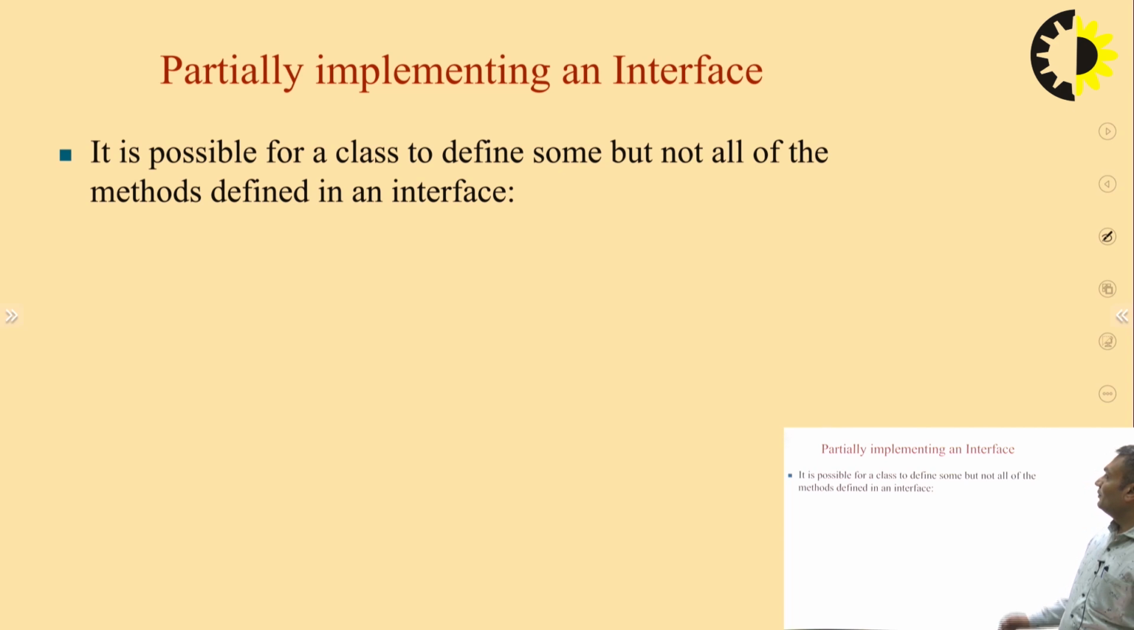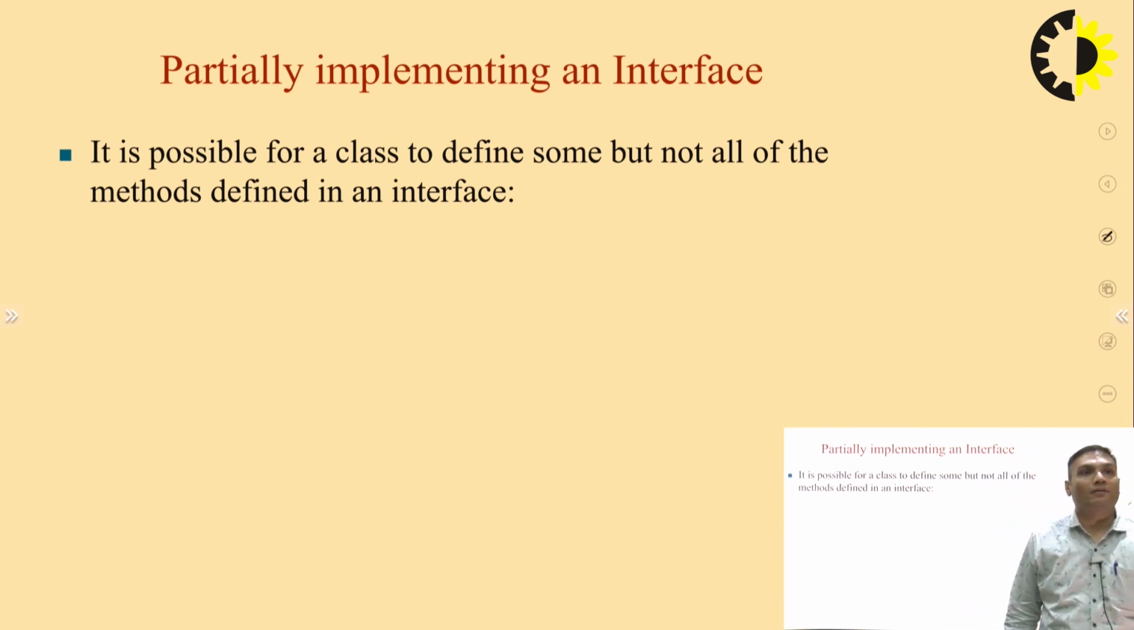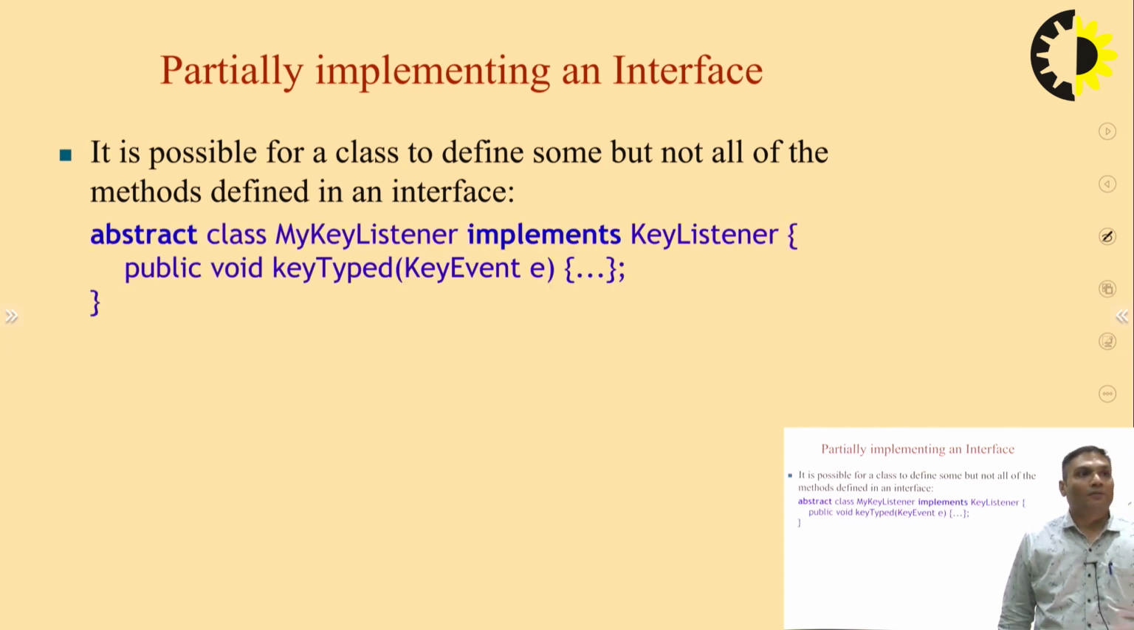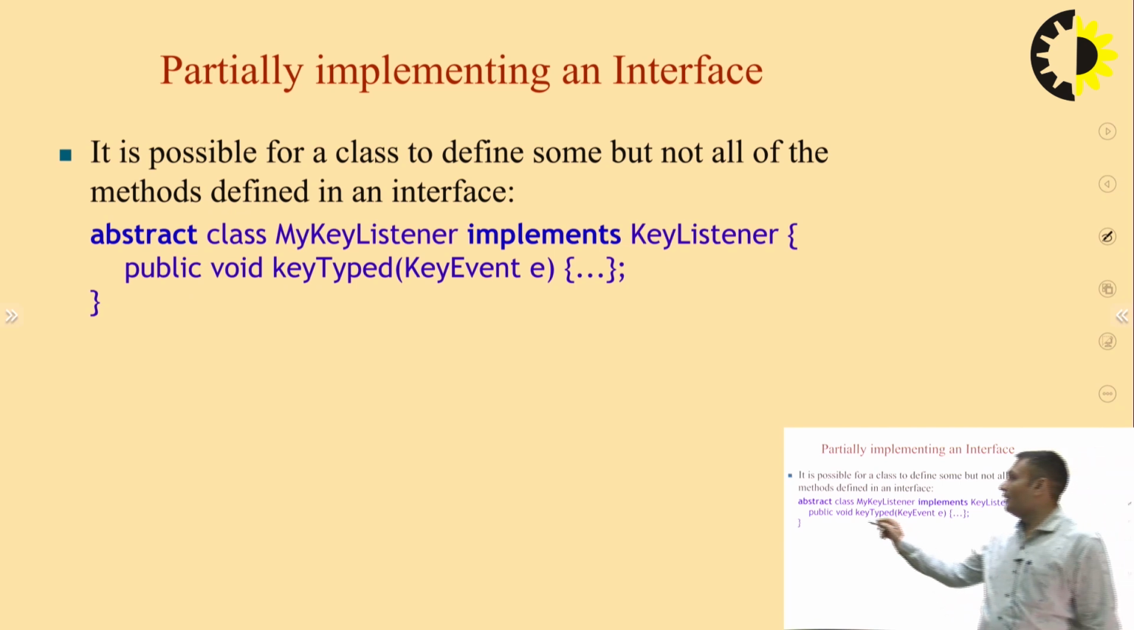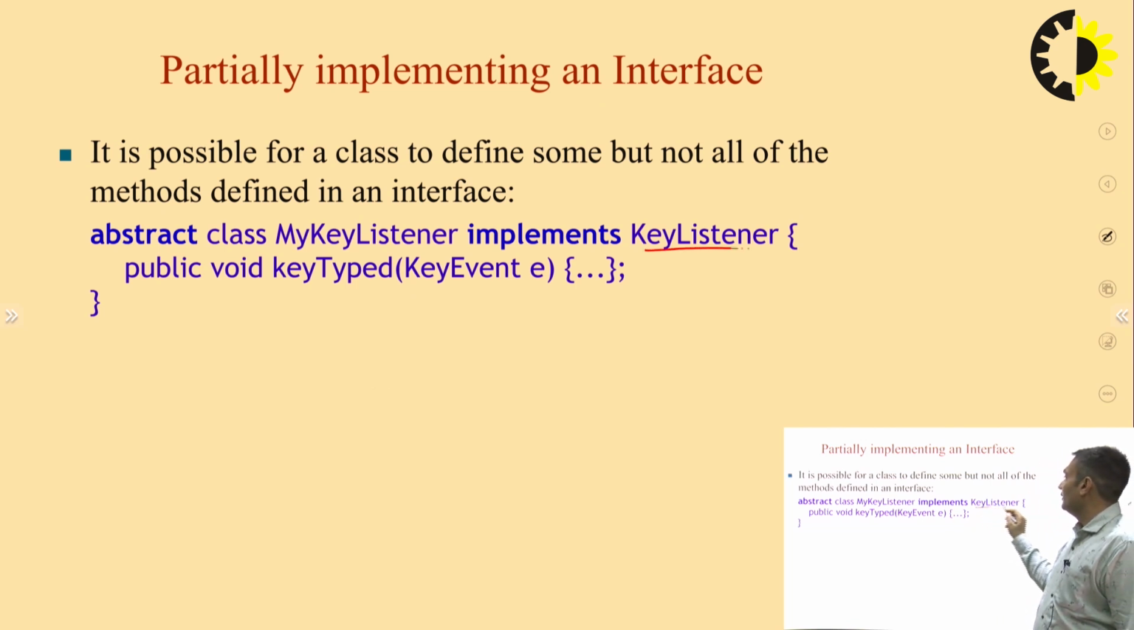Partial implementation of an interface. It is possible for a class to define some but not all of the methods declared inside an interface. For example, I'm making a class that is kind of an abstract class implementing the KeyListener.